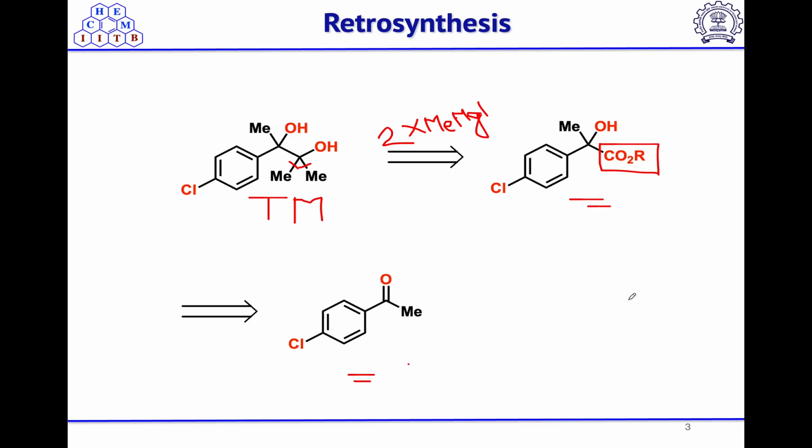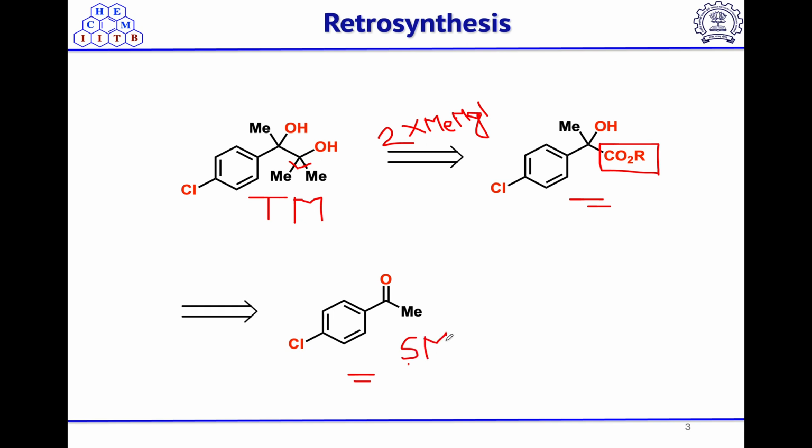Any doubt in this slide for this retrosynthetic analysis? Or any other way to do the disconnection approach, you can write in the comment section, or you can tell me now. Okay, if you don't have any doubt, then let's see what will be the forward synthesis and how we can convert the starting material to our desired target molecule.